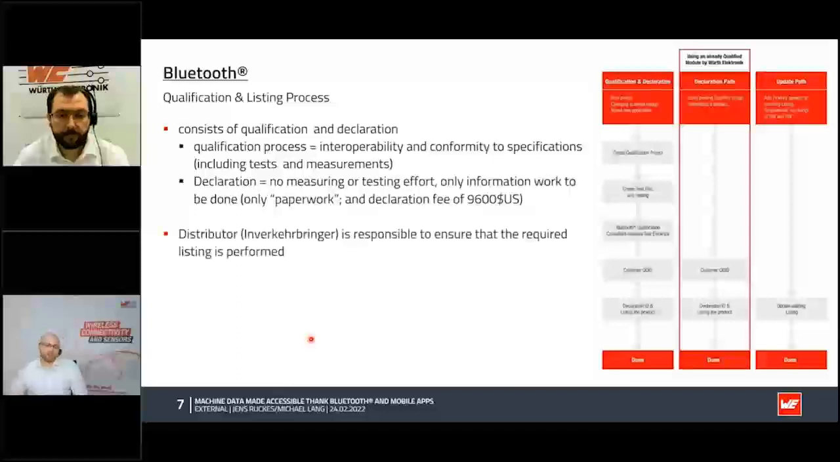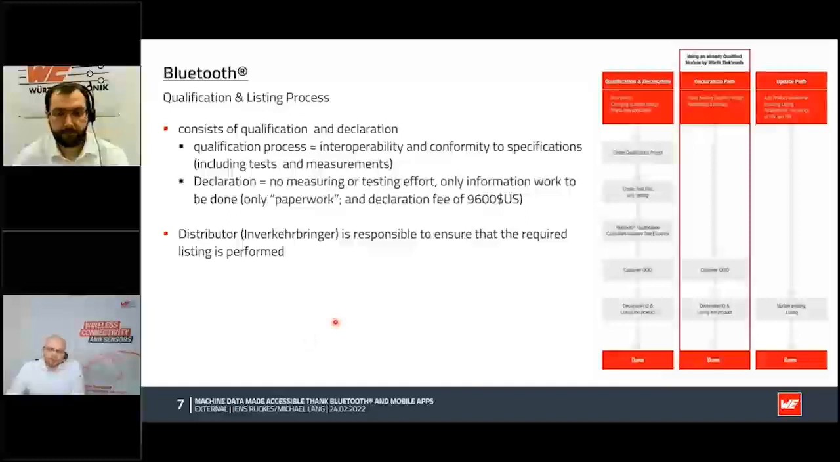Responsible for that is the distributor, or to clarify it, it's the manufacturer, you can also say. In German, it's the Inverkehrbringer. And if there is another party in between who only buys the part and resells it, so the reseller, he is not responsible, of course. It's the manufacturer who brings the part on the market. He is responsible for this listing.